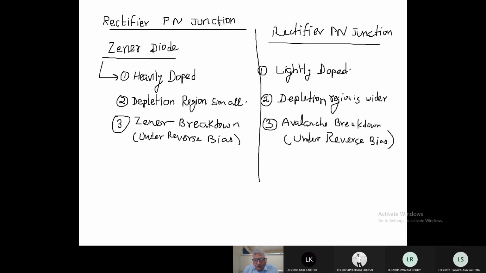Okay, so can anyone tell what is the difference between Zener breakdown and avalanche breakdown? Both are taking place under reverse bias condition, right? So this is a similarity, that both take place under reverse bias condition. But what is the difference? Can anyone tell? Any student?